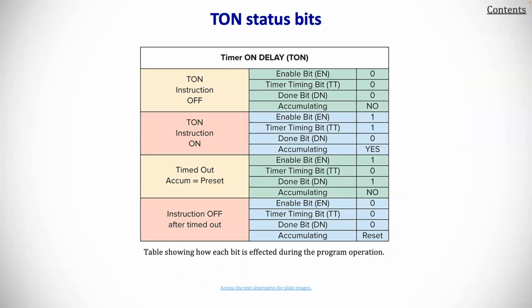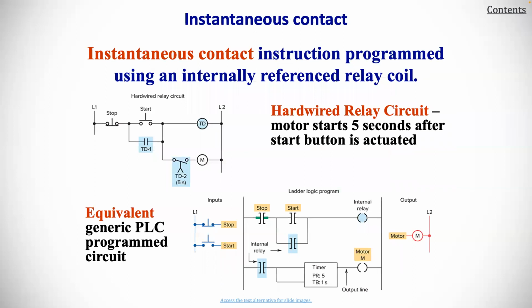For the TON status bits, the timer on delay, here we have the table showing how each bit is affected during the program operation. And for instantaneous contacts, the instruction is programmed using an internally referenced relay coil. Here on the top part, we're showing a hardware relay circuit. A motor starts 5 seconds after a start button is actuated, and below is the equivalent generic PLC programmed circuit.